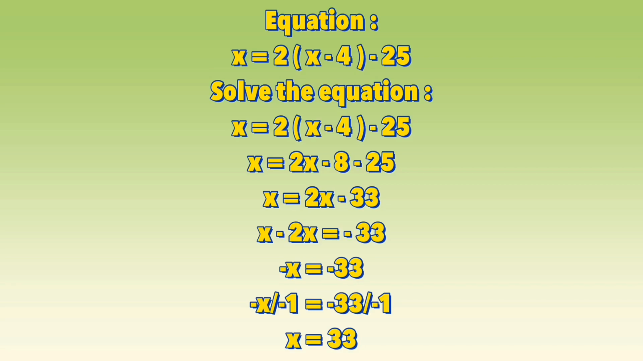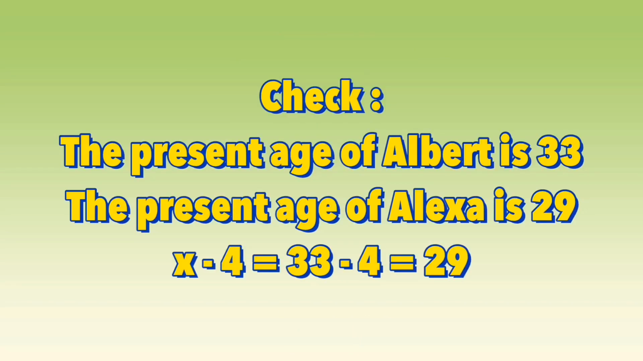33. If we're going to check, the present age of Albert is 33, and the present age of Alexa is 29. If we're going to subtract 33 minus 29, Alexa was 4 years younger than Albert.